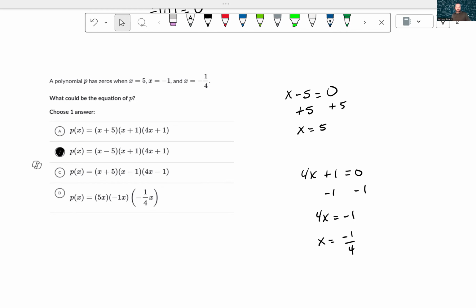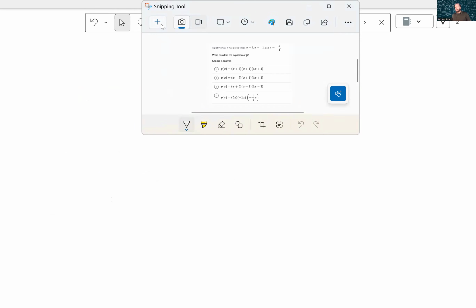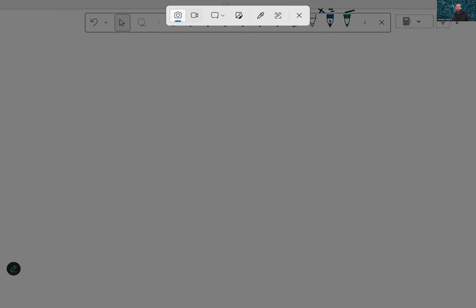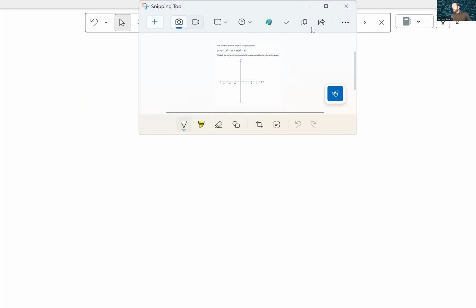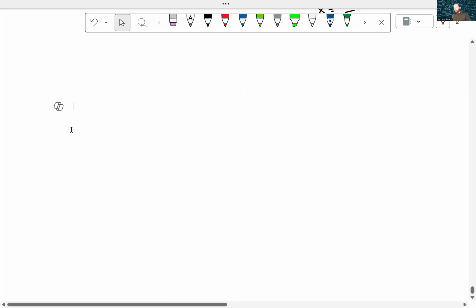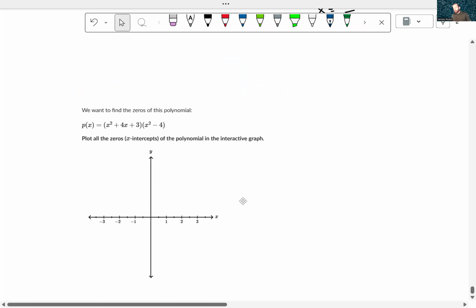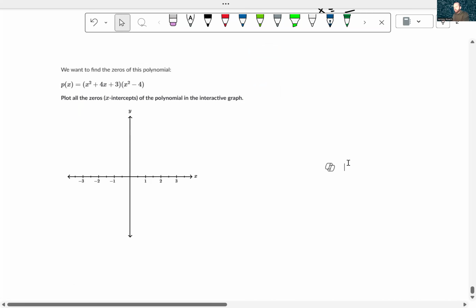Okay, now we're going to get into a little bit of factoring with zeros. So for this one, we have to use the AC method, or we can also use the quadratic formula to factor these. It says plot all the zeros on the graph. So here it doesn't want us to graph it at all. It just wants us to say, where is this crossing on the x-axis?